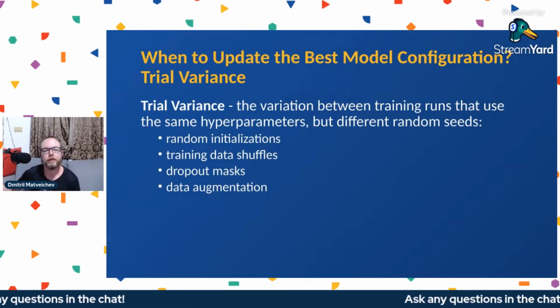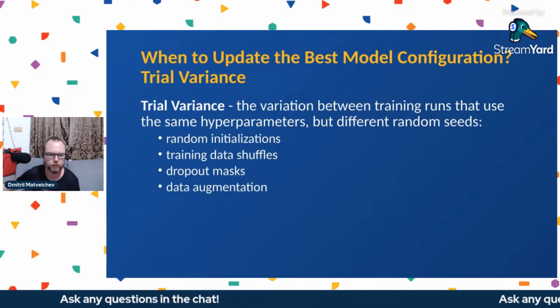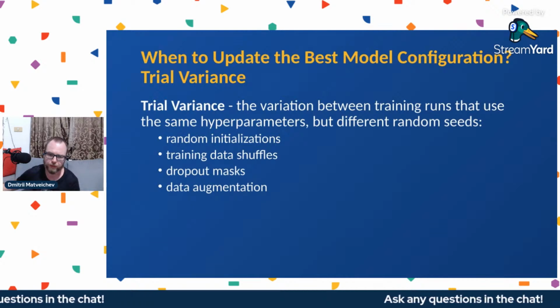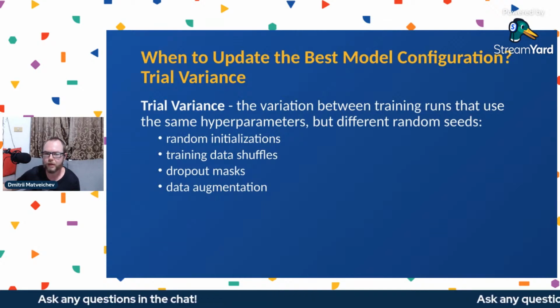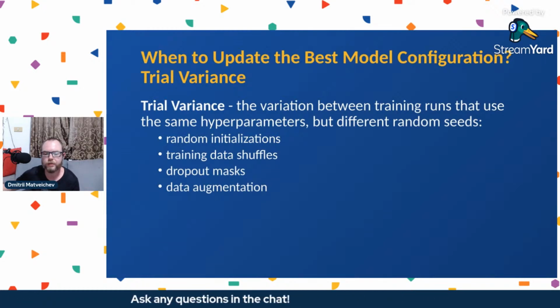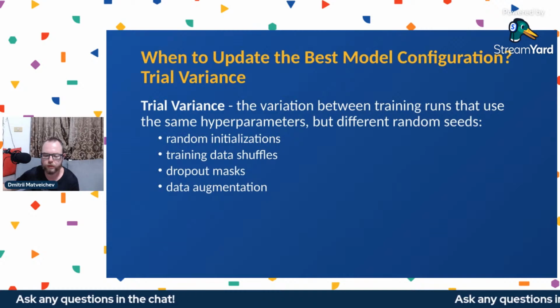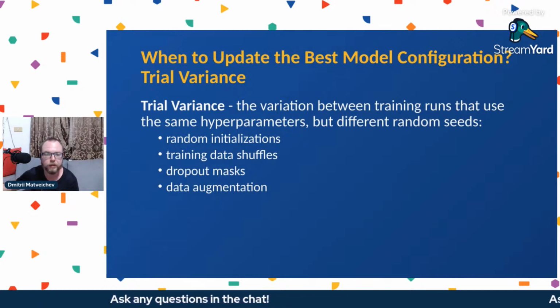And the main strategy for how you can decide when to update the best model configuration will be explained on the next slide. But first, I need to describe what trial variance is. There is such a thing as trial variance, and this variation of experimental results can arise just from different random seeds. This happens if you didn't set up a random seed, or if you changed some combinations of your algorithms that use random sampling.